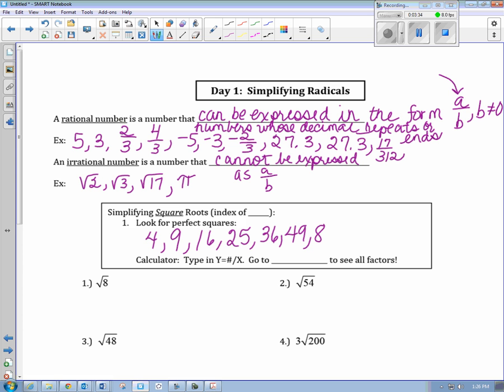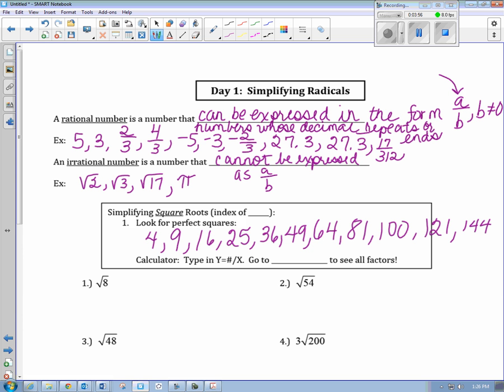49, 64, 81. I'll add on here 100, and then 121 and 144. So at least if you have those memorized up to 144, square root of 144 is 12, that at least gives you a good set of perfect squares to work with.